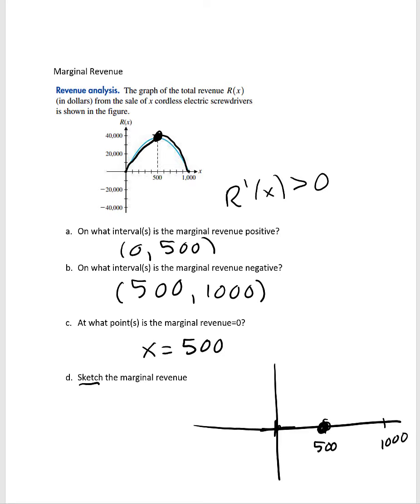We said that the marginal revenue was positive before, so we're going to make it above, and then it'll be negative until it gets to 1,000. So this way, we have a sketch. R prime of x was positive, our R prime of x was negative, and then our R prime of x was 0.